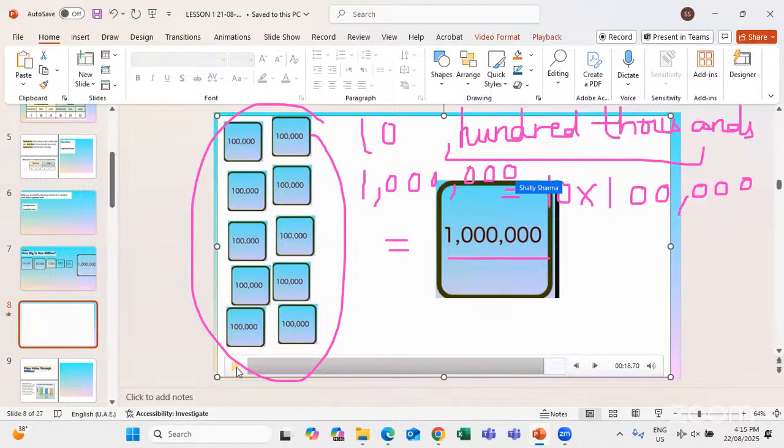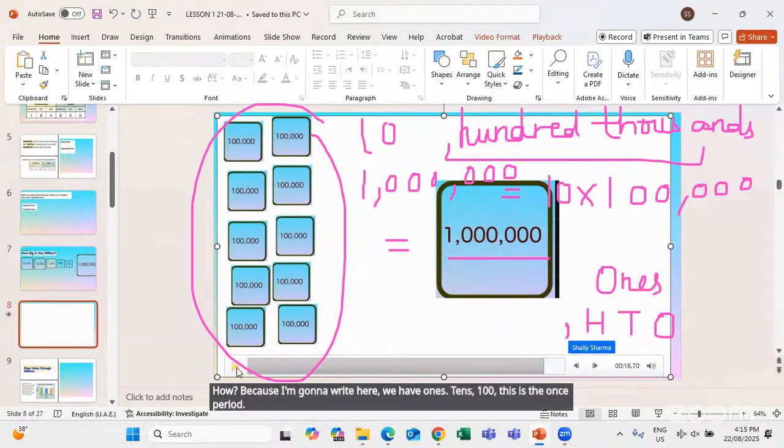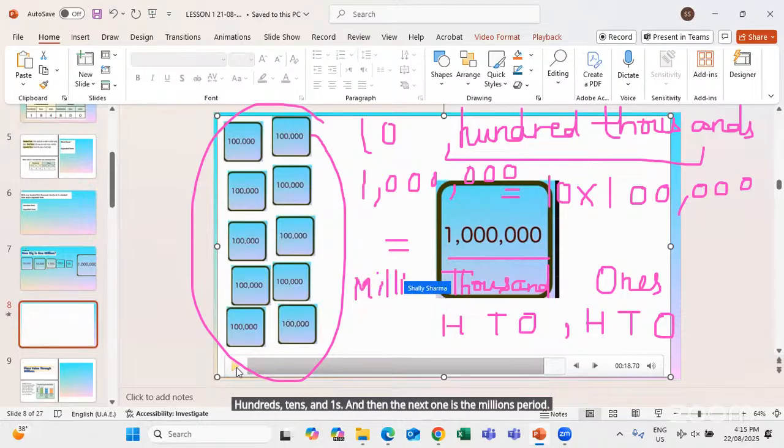How? Because I am going to write here: we have ones, tens, hundreds. This is the ones period. Then I have the thousands period. And here again I have hundreds, tens and ones. And then the next one is the millions period. Here again we have ones, tens and hundreds. We have 100,000. See, up to 900,000 I can write.